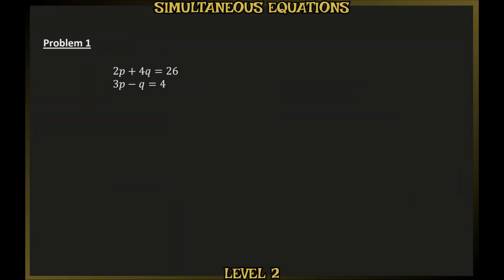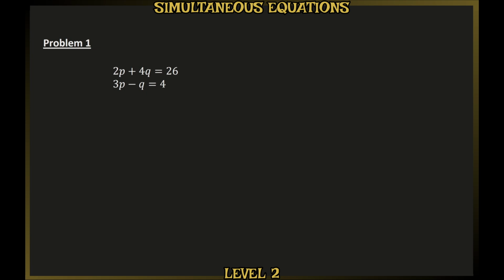In problem 1, we're solving 2p plus 4q equals 26 and 3p minus q equals 4. Now to solve this, we'd like to eliminate one of the variables, which means we need to get rid of either the p's or the q's. And to do this, we need the same number in front of either both p's or both q's, and we don't have that at the moment. So we need to make this the case.